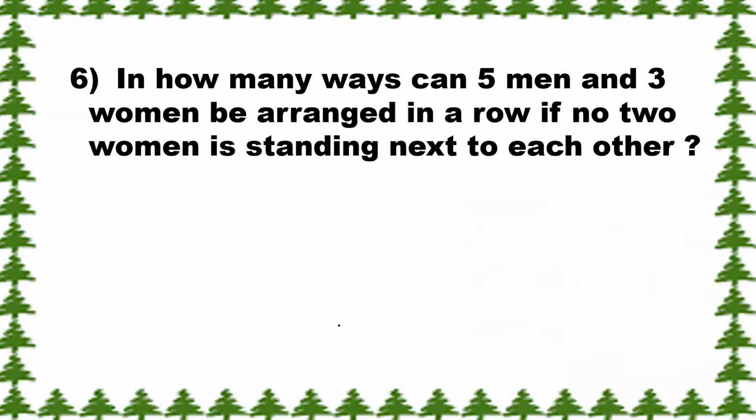Then let us have ito. In how many ways can 5 men and 3 women be arranged in a row if no 2 women are standing next to each other? So there are 5 men, 1, 2, 3, 4, 5. There are 5 men, at yung 3 ay women.